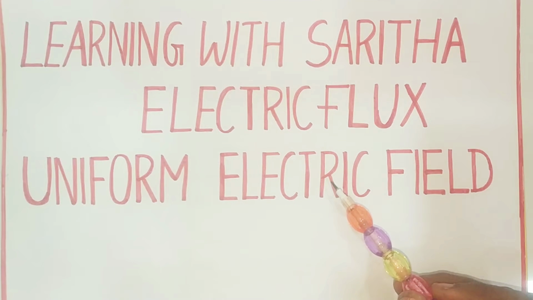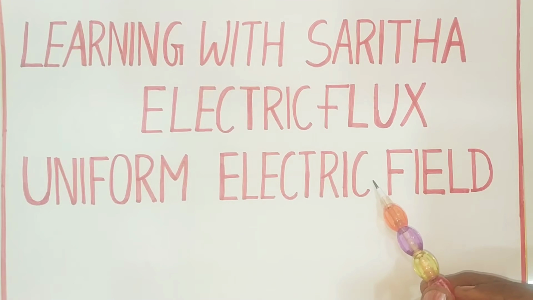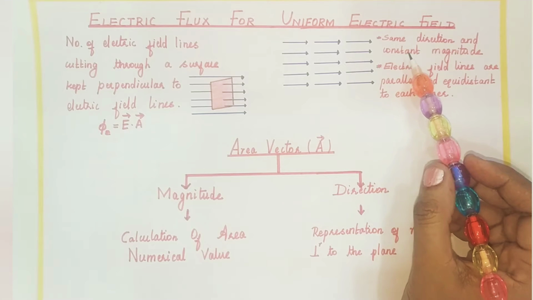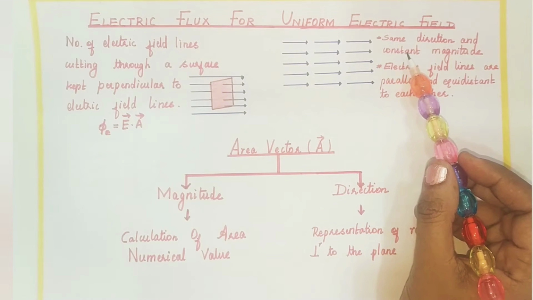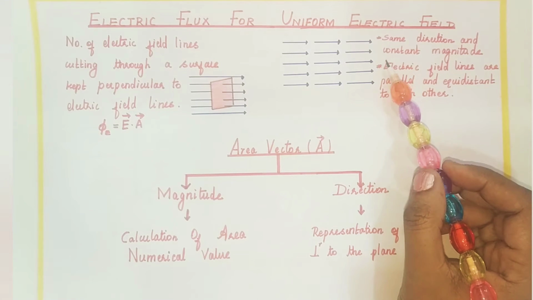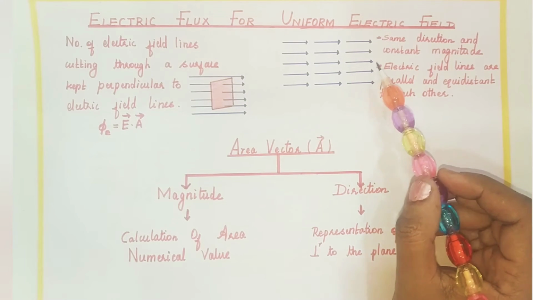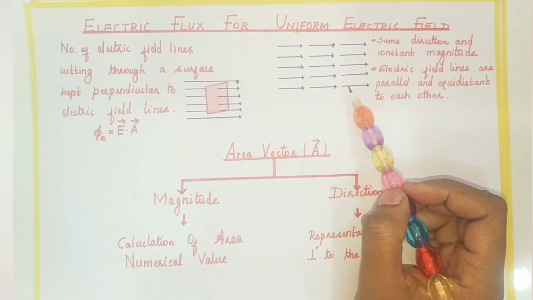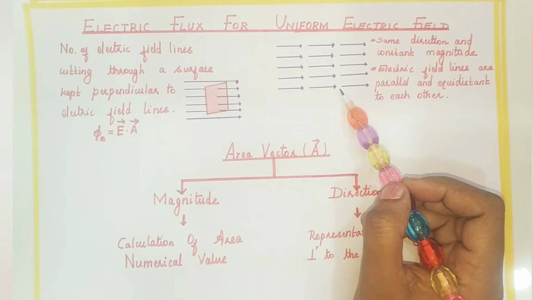In this session, we will discuss the topic electric flux in uniform electric field. In a uniform electric field, the electric field lines are of the same magnitude and same direction. And two, the electric field lines are parallel to each other and equidistant to each other.